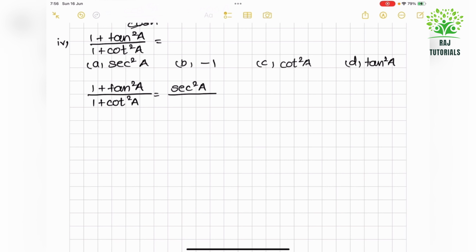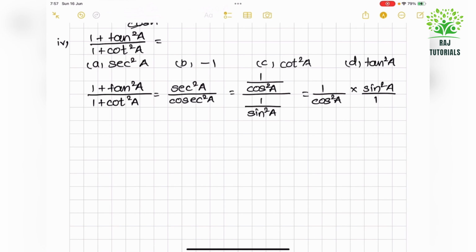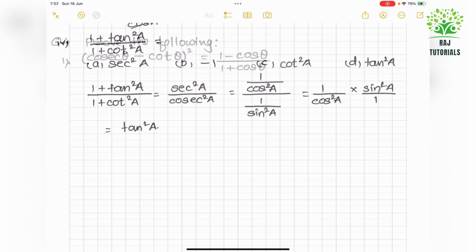Now fourth one says 1 plus tan square a upon 1 plus cot square a equal to. So here 1 plus tan square a will be sec square a and 1 plus cot square a will be cosec square a. If I convert them into sine and cos, I will get 1 upon cos square a whole upon 1 upon sine square a. So this will be 1 upon cos square a into sine square a upon 1.